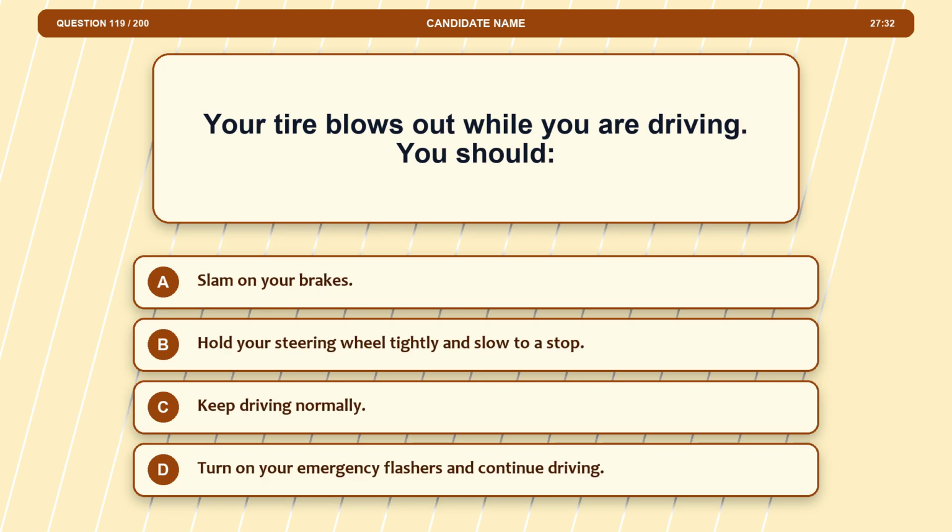Question 119. Your tire blows out while you are driving. You should: Option A, slam on your brakes. Option B, hold your steering wheel tightly and slow to a stop. Option C, keep driving normally. Option D, turn on your emergency flashers and continue driving.